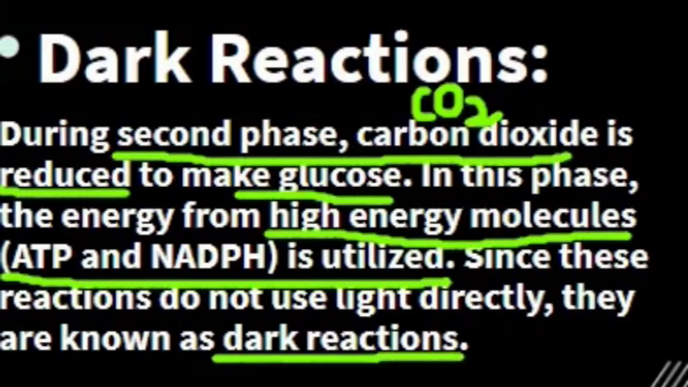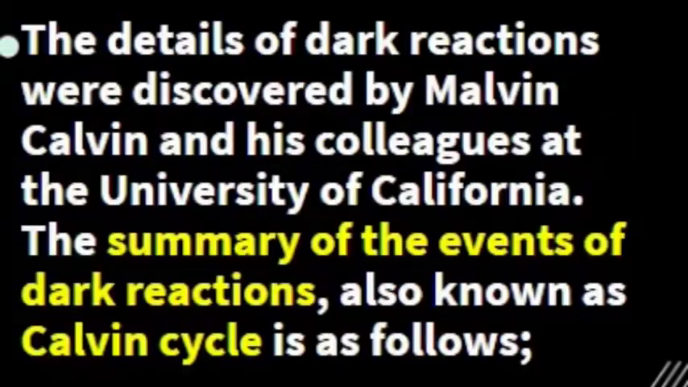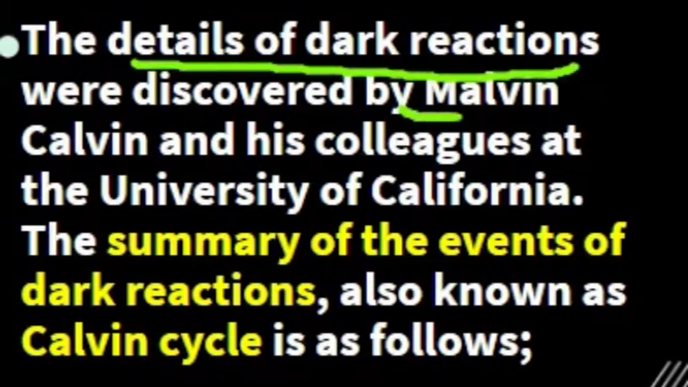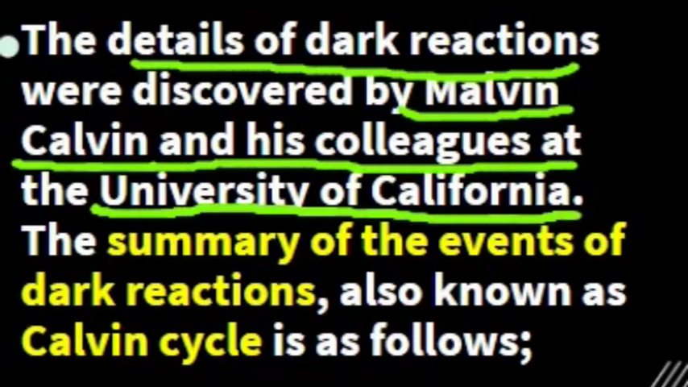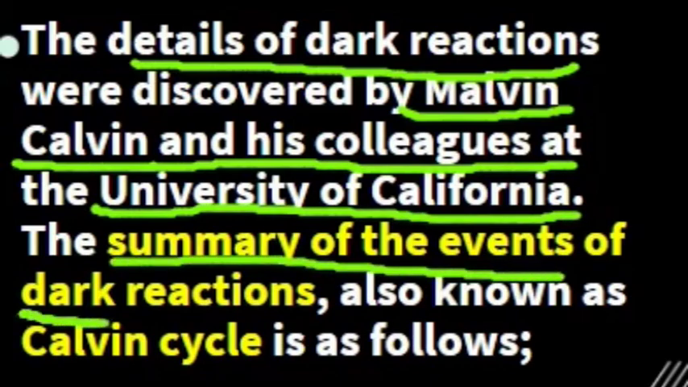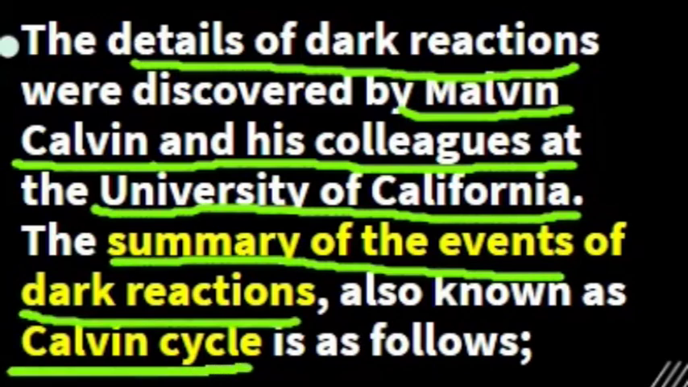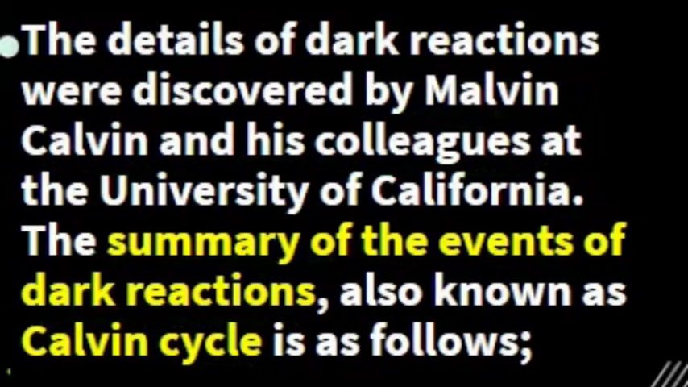Then the question arises here: why is dark reaction also known as Calvin cycle? The details of dark reactions were discovered by Melvin Calvin and his colleagues at the University of California. That's why the Calvin cycle is named after Melvin Calvin, who discovered the processes of dark reactions.